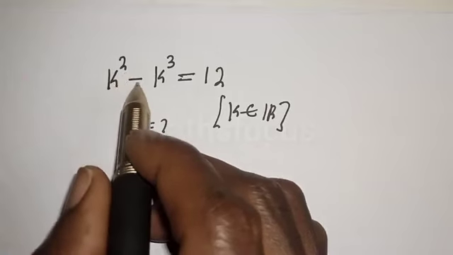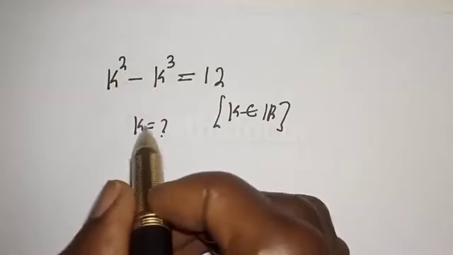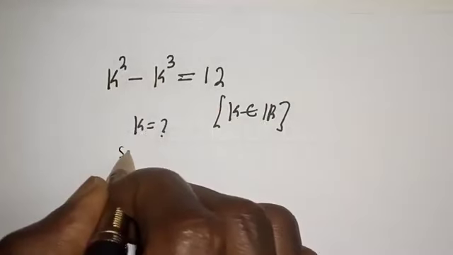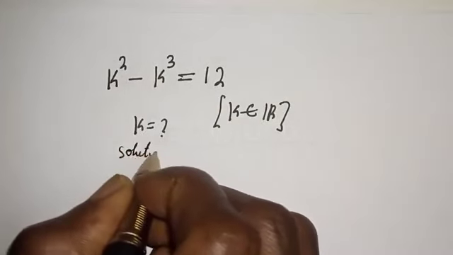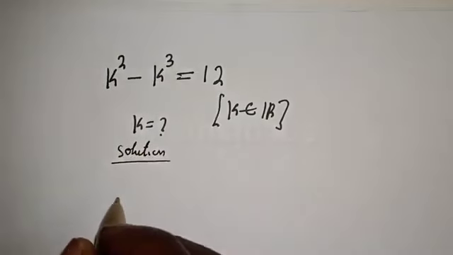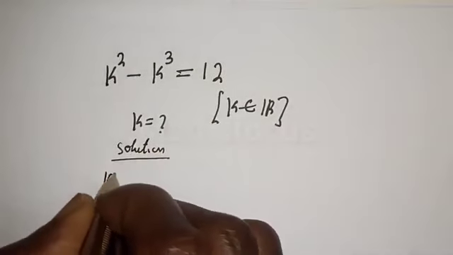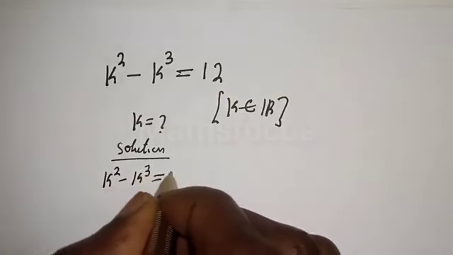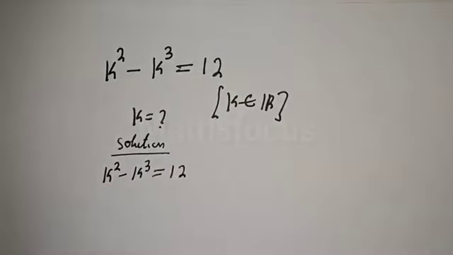k squared minus k raised to power 3 is equal to 12. What is the value of k, where k is a member of the real numbers? Solution. k squared minus k raised to power 3 is equal to 12.